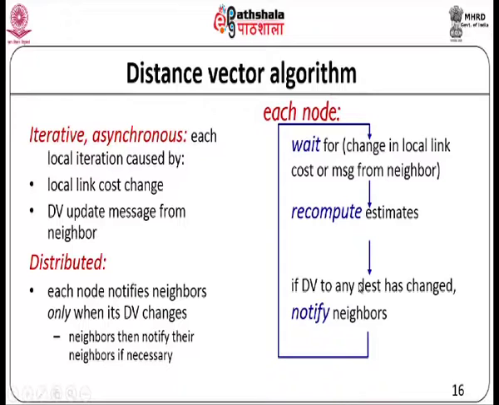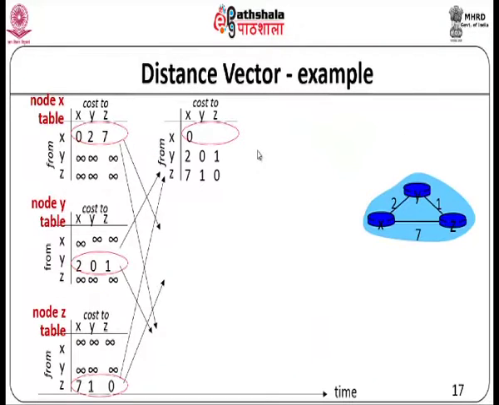So, at each node, what will happen is the following. It will wait for either a change in the local link cost or a message from a neighbor. When there is any change, it will recompute the estimates. When it recomputes the estimates, if the distance vector to any of the destinations has changed, then it will notify the neighbors. This process will repeat. Now, this happens at each node. So, you can see that in a distributed manner, all the nodes will converge to the correct information. This is the basic idea of the distance vector algorithm.